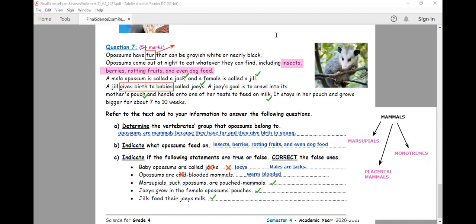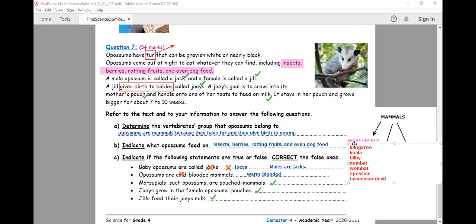Guys, let's give examples of marsupials. Kangaroos. Koala. Bilby. Numbat. Wombat. What are those things that climb trees? Virginia opossum and the Tasmanian devil.